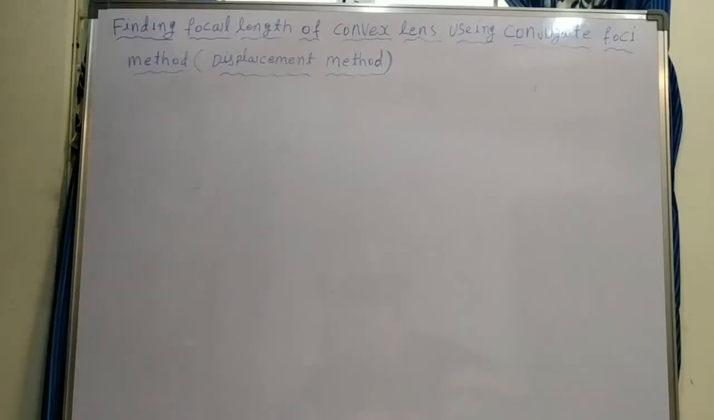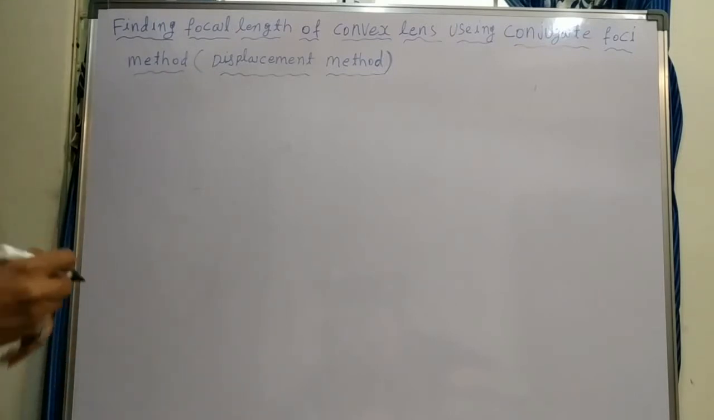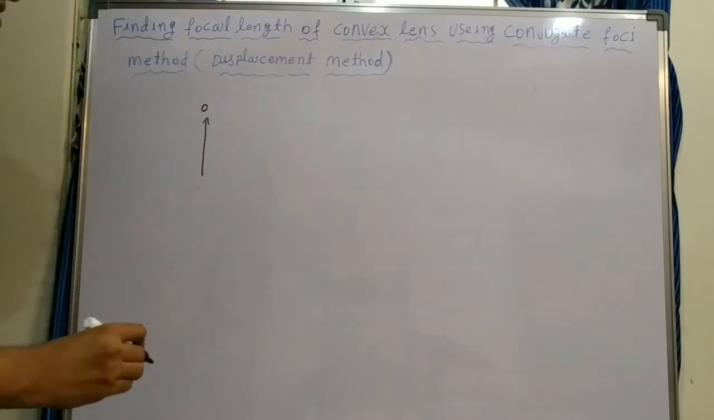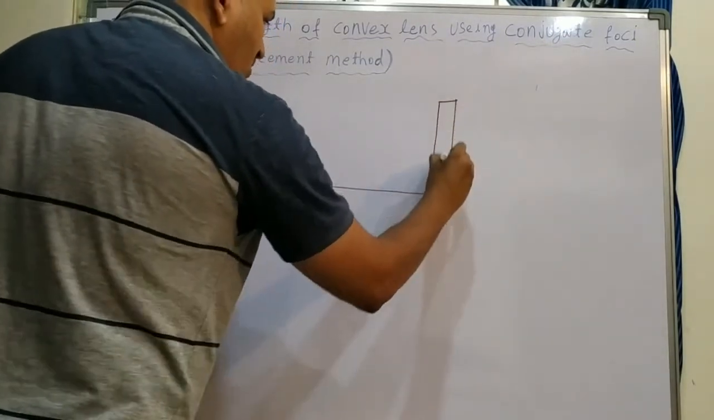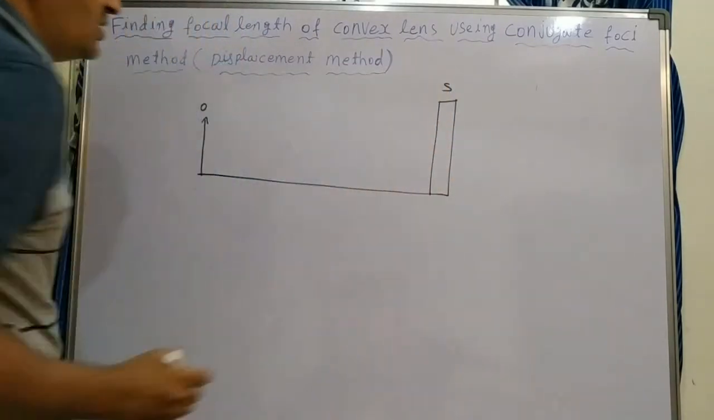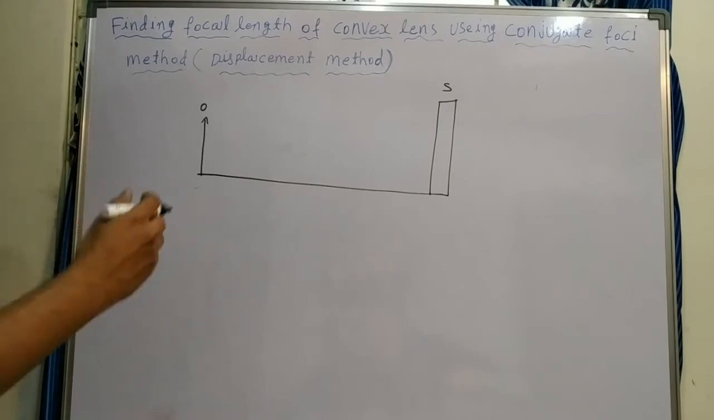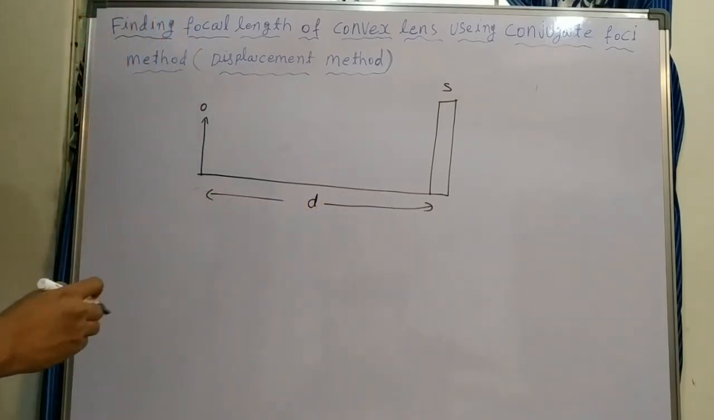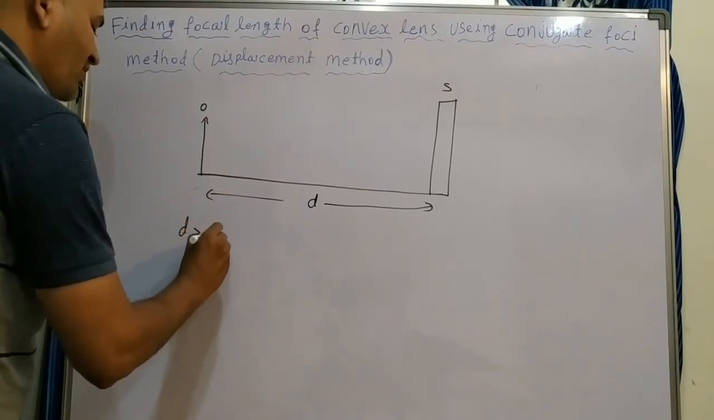One method of finding the focal length of a convex lens is the conjugate foci method, which is also called the displacement method. In this method they keep the object fixed, and similarly they keep the image, that is a screen, fixed here. Screen means where the image forms, so the distance between object and screen is fixed. Take that distance as d, and they take the distance between object and screen to be greater than or at least equal to 4f.